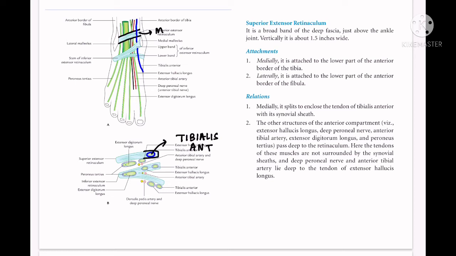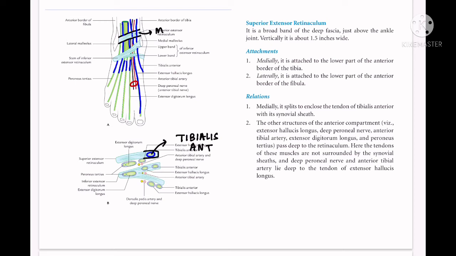So tibialis anterior is passing through the superior extensor retinaculum, and all the other structures of the anterior compartment, namely the tendon of the extensor hallucis longus. This one is the tendon of extensor hallucis longus. Trace it and it is going to the hallux. Then the extensor digitorum longus tendon, which splits and goes to the lateral four toes, along with the peroneus tertius, and in between them the anterior tibial artery and deep peroneal nerve.